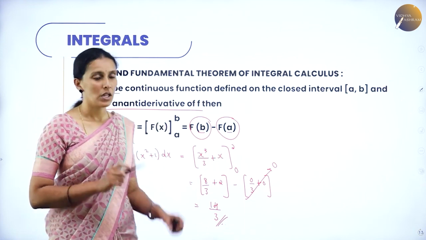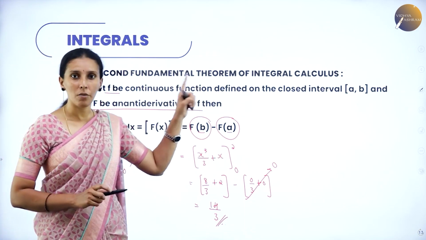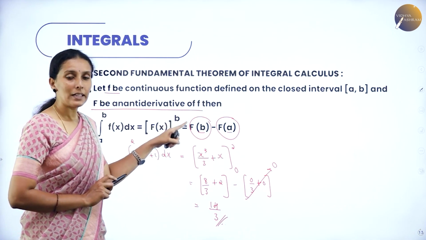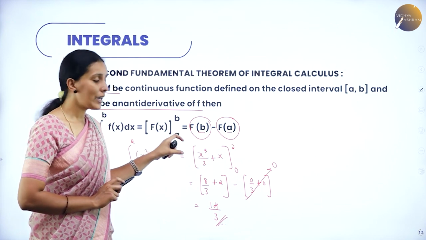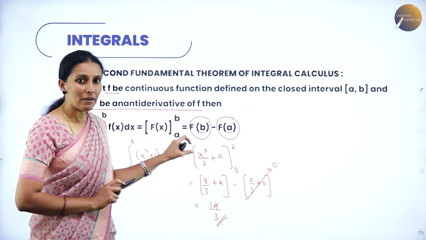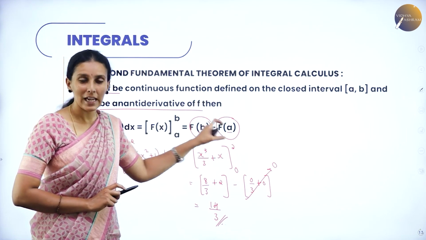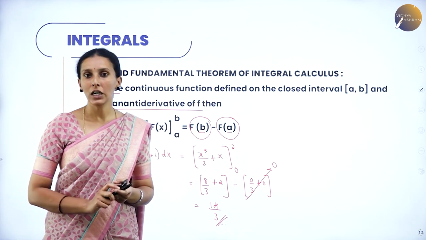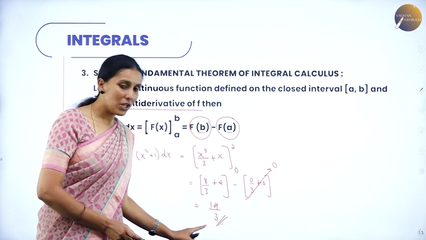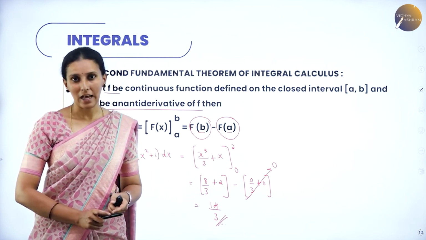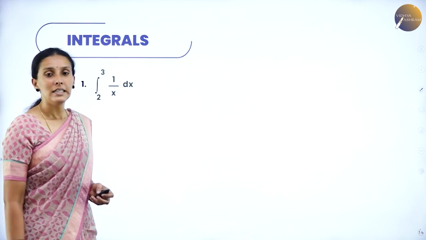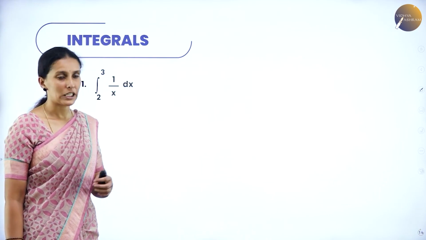definite integral values. Thus, the second fundamental theorem of integral calculus says, find the integral value, apply the upper limit and lower limit, find the value of the antiderivative at b as well as a, take their difference, and you will get the definite integral value, which is nothing but the value of the required area. Now let's take a few examples. Try to solve using the second fundamental theorem of integral calculus.